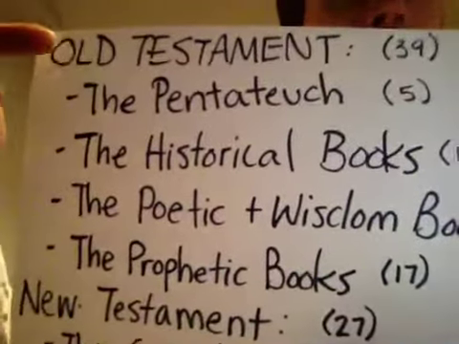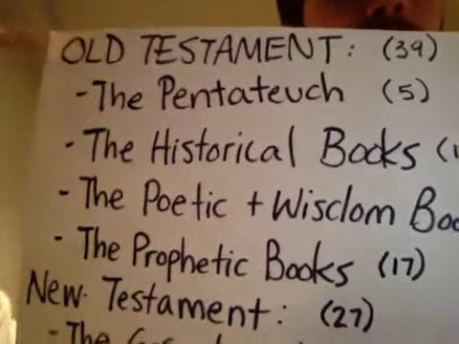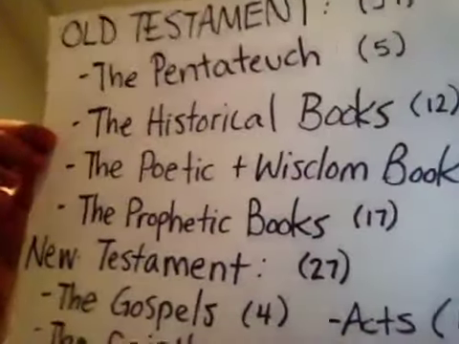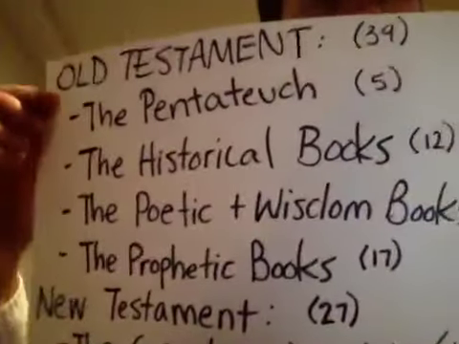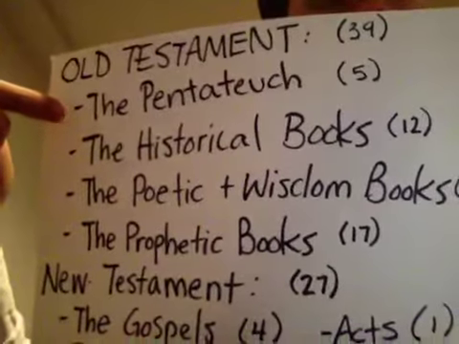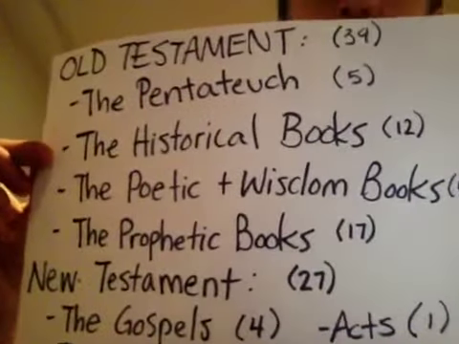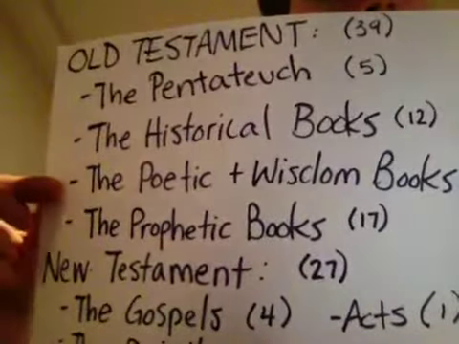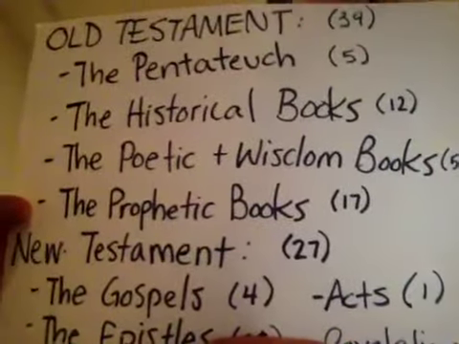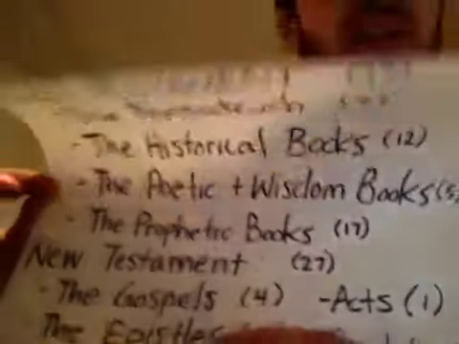The Bible is broken into two big sections called Testaments. There's an Old Testament and a New Testament. And in each section there are some different kinds of books. In the Old Testament there are books that are called the Pentateuch. There are books that are historical books. There are books that have poetry and wisdom. And there are books that were written by the prophets.